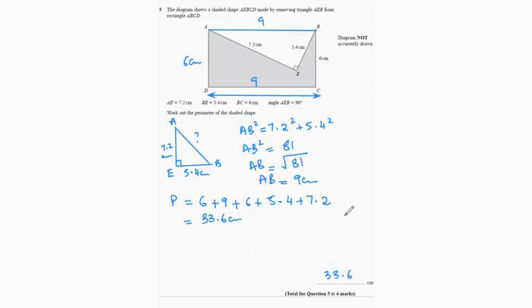I don't know if you've noticed this so far, but you just have to be able to identify the right angle in your shape and see how you can use that to find the missing information. That leads you to the answer.